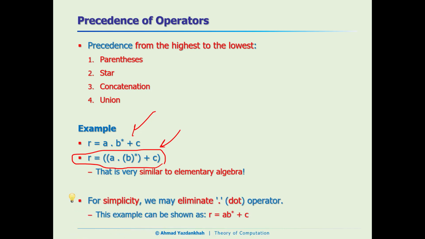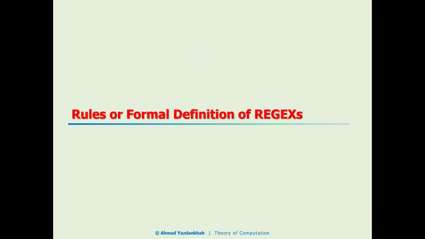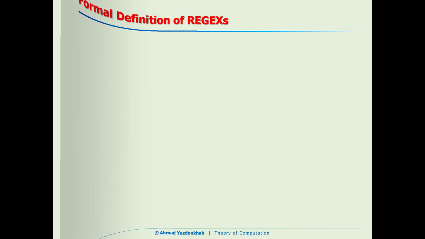From now on, for simplicity, we may eliminate the dot. For example, we may represent this one like this one. As you see, we removed the dot between A and B. We just finished the first part of the regexes, which was elements. Now let's talk about the second part, which is rules, and it is known as the formal definition as well.